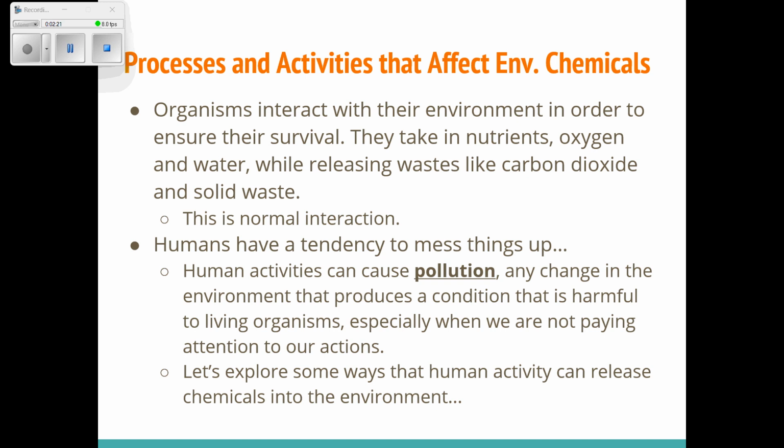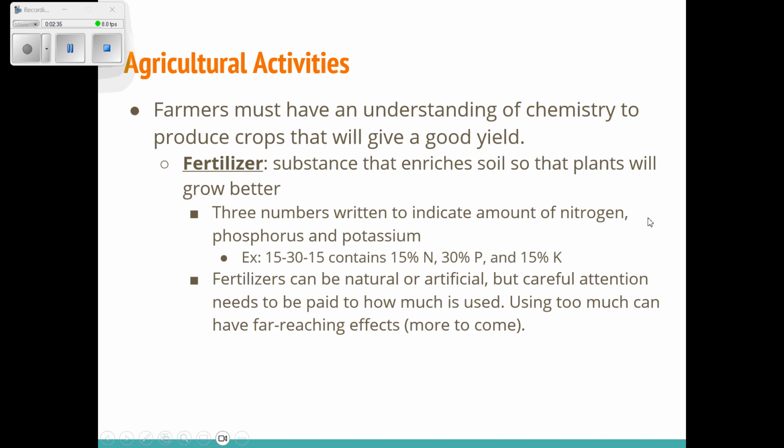Human activities can cause pollution, which is any change in the environment that produces a condition that is harmful to living organisms, especially when we are not paying attention to our actions. Let's explore some ways that human activities can release chemicals into the environment. So the first section is on agricultural activities. We are in a rural area of Alberta, so it will impact us a lot.